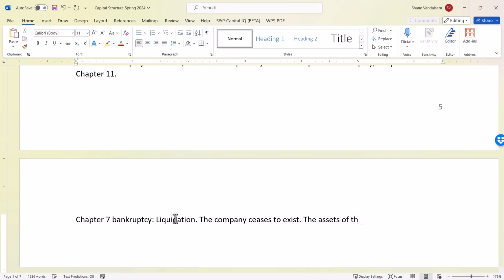The assets of the firm are liquidated. That's why it's called liquidation. They're converted to cash. And the creditors of the firm receive payment to the extent that cash is available.